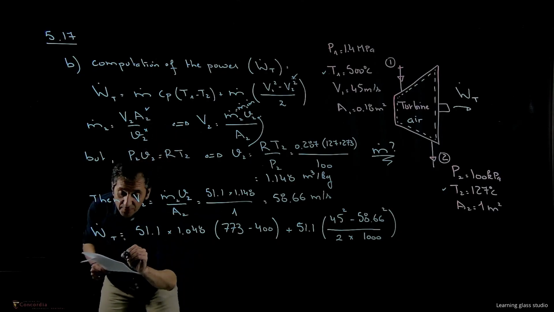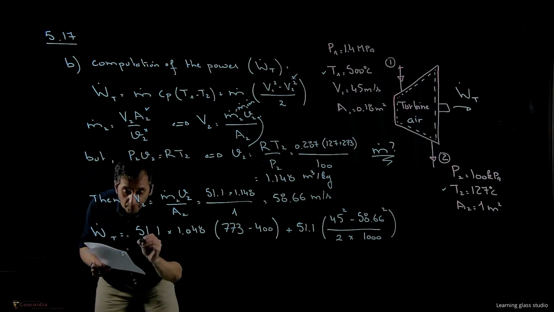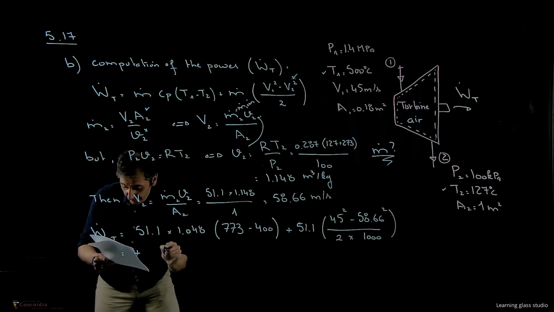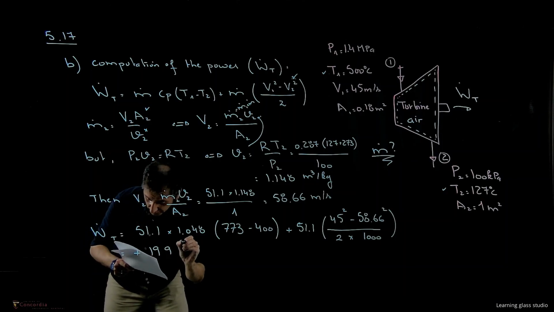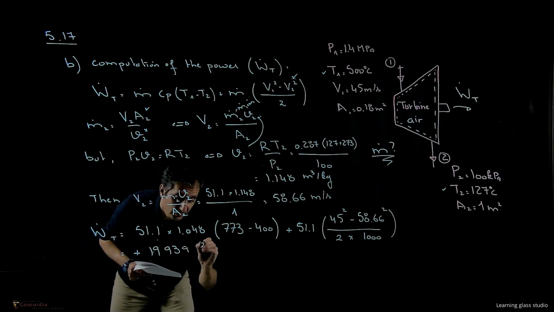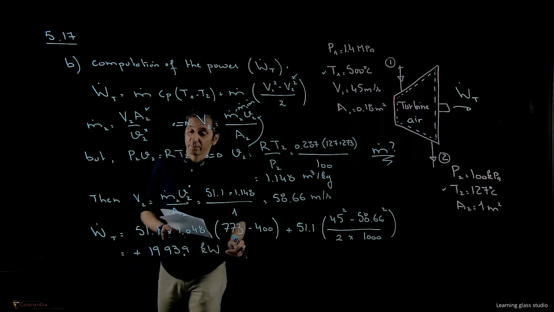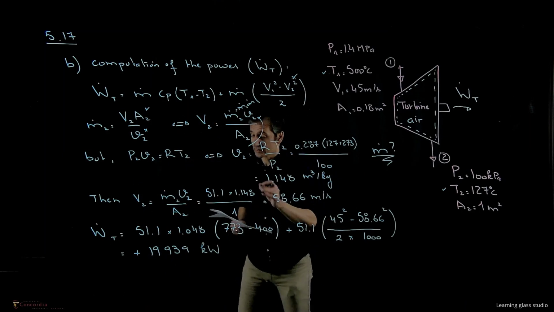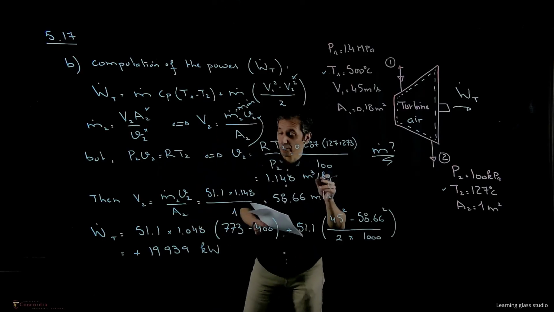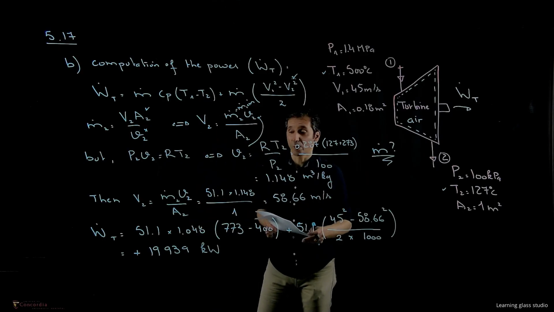And this will give us finally a work or a power of plus 19,939 kilowatts. So this turbine, under the following conditions, produces 19,939 kilowatts of work out.